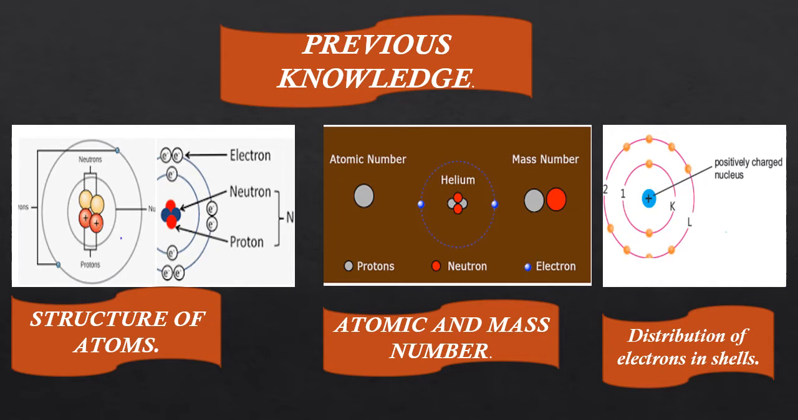Distribution of electrons in shells. You have also learned about this topic in a previous lesson, how electrons are distributed in various shells and how electronic configuration can be known. As you have learned in a previous lesson, shells are the energy levels that are present around the nucleus in which electrons revolve.